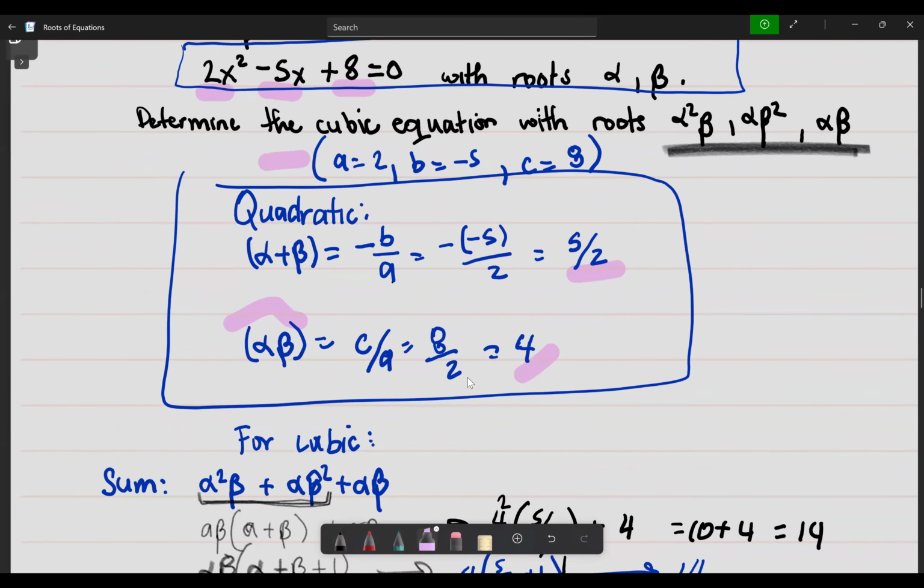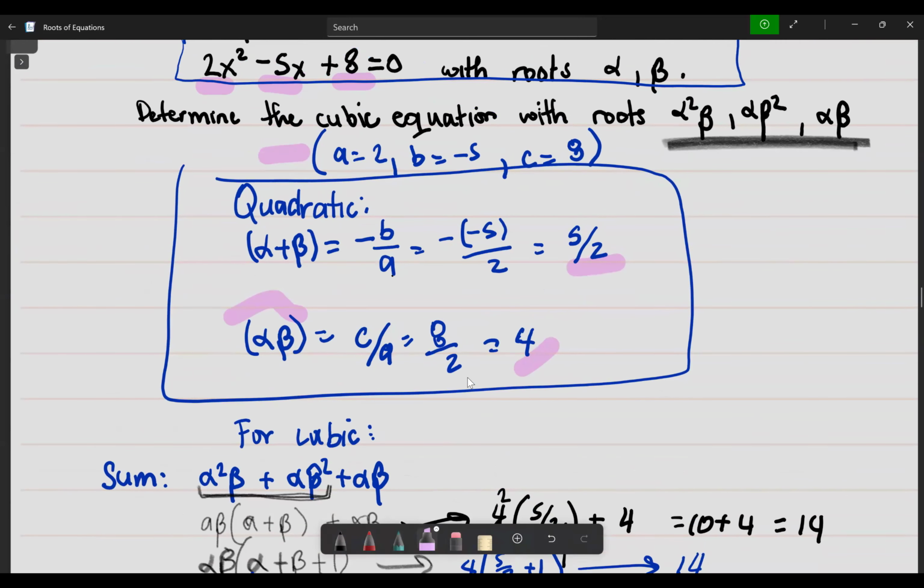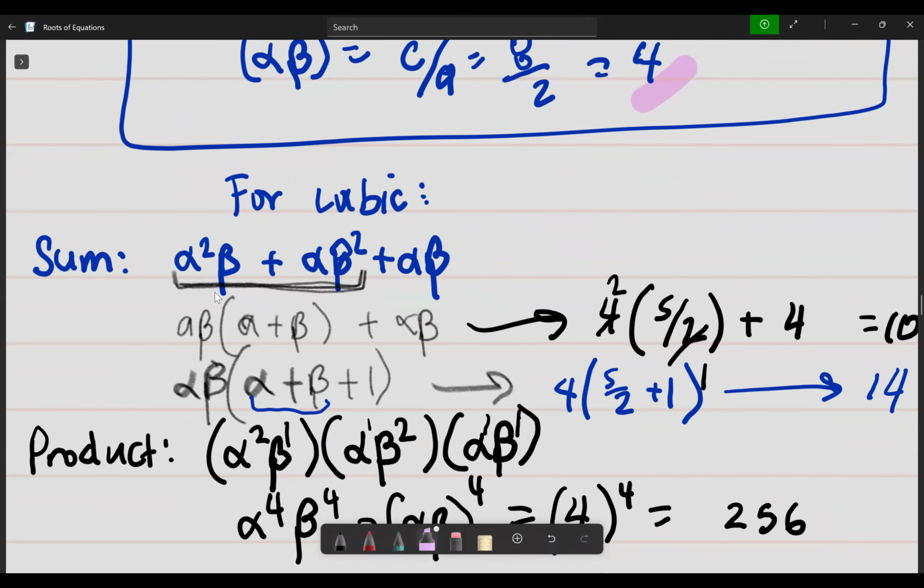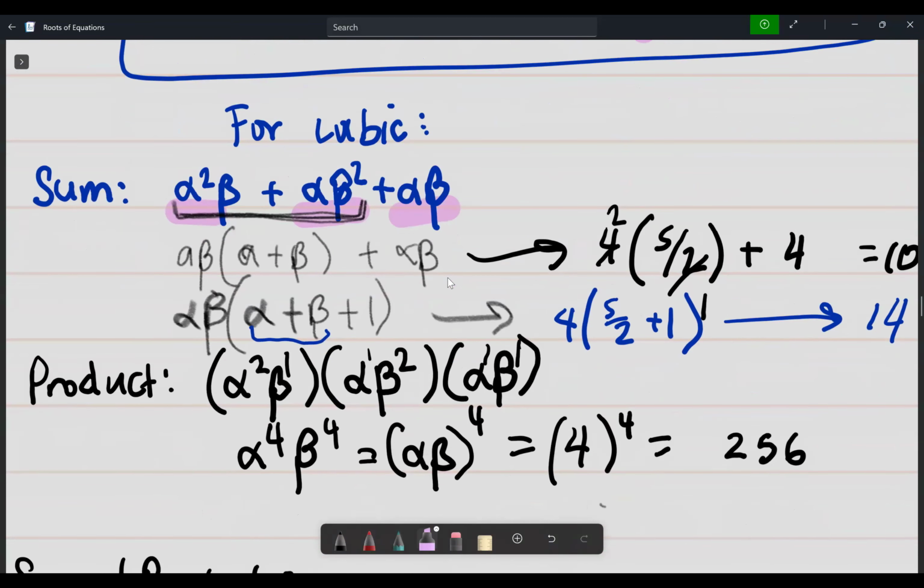Now it says that it's a cubic equation, right? So that means we're going to have to find the new cubic equation with these new roots. So first things first, for the cubic, we want to find the sum of these roots. So remember, the roots are alpha squared times beta, alpha times beta squared, and alpha beta.